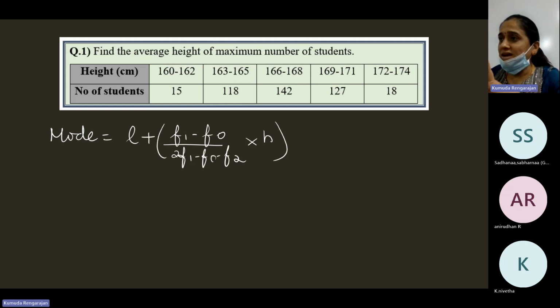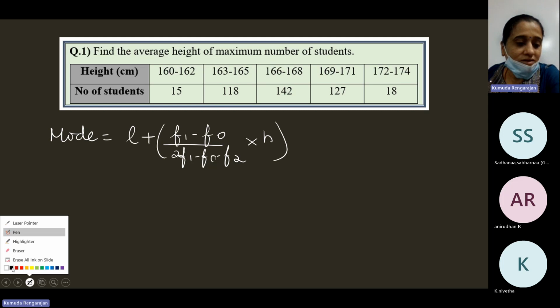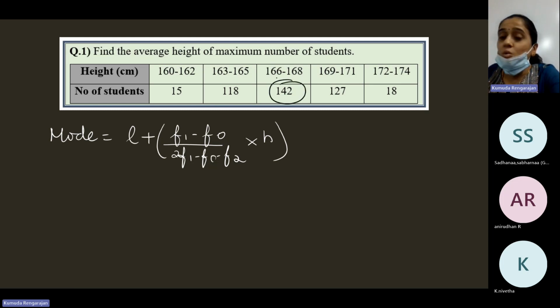Now for mode, it's not that. To find the modal class interval, you cannot use the same thing. The class interval with the highest frequency is the modal class interval. Here 142, so 166 to 168 is the modal class interval for this distribution because that has the highest frequency, 142. Now to find mode, you don't have to find any extra column. You just need the class intervals column and the frequency column. No extra column needs to be generated.